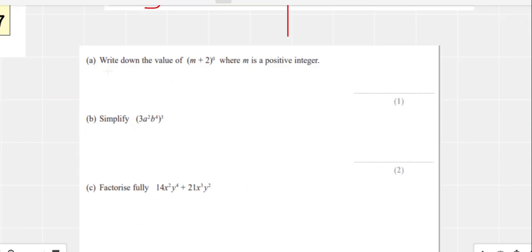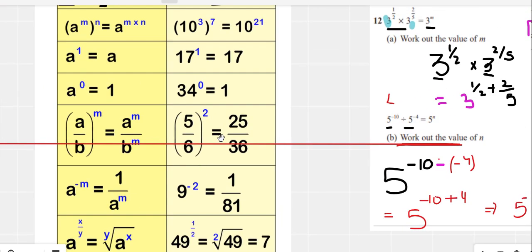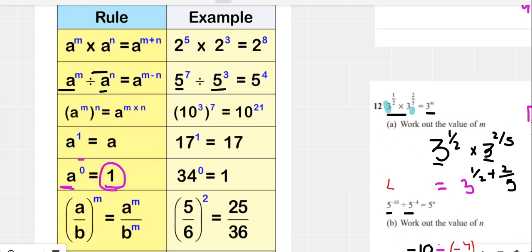Now next they're saying write down the value of m plus 2 to the power of 0, whole power is 0, where m is a positive integer. We have to write the value of it. We have to solve it. We will go on the rules again. So if you look at the rules, any number or any variable whose power is 0 always equals 1. The example written here is 34 to the power of 0 equals 1. Let's say I'm writing here 5 power 0 plus 2 power 0. What will be the answer of it? Because any number with power 0 is equal to 1, we will write here 1 plus 2 power 0, which is 1. So we will add it and we will write here 2. 1 plus 1 is 2.